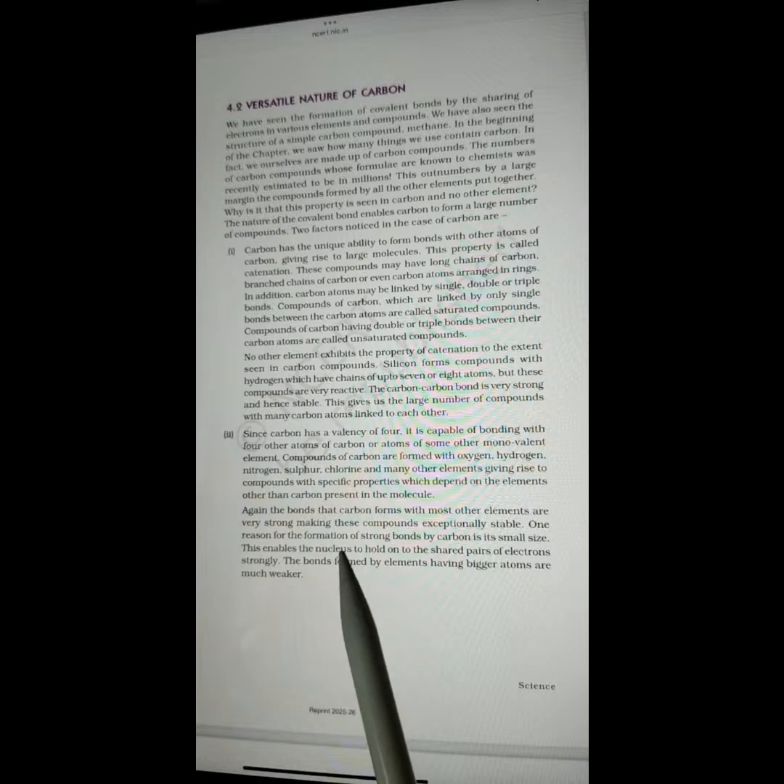One reason for the formation of strong bonds by carbon is its small size. This enables the nucleus to hold on to the shared pairs of electrons strongly. The bonds formed by elements having bigger atoms are much weaker. Next page, please.